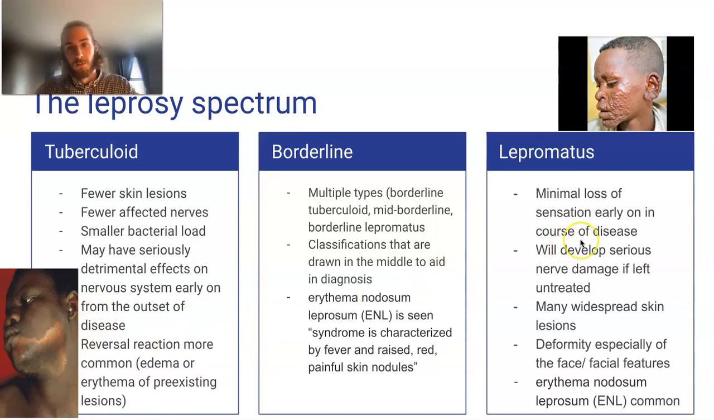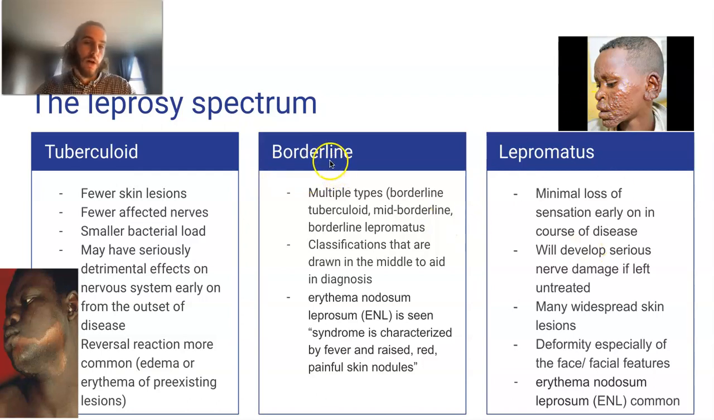And then with lepromatous, you're going to get erythema nodosum leprosum, or ENL. That's these small red painful bumps in between the existing lesions. And I think that's more characteristic. That's what we think of when we think of leprosy, this rash. There's these nodules or bumps on the skin. And then you're going to have more bacteria in lepromatous. You're going to have widespread skin lesions. You're going to have a lot of them.